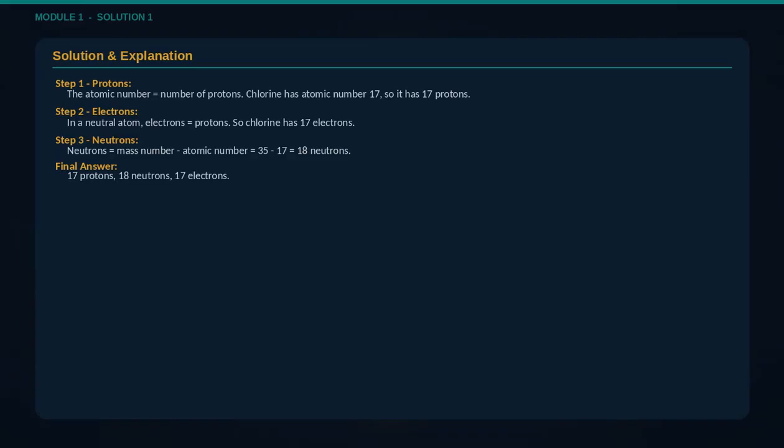Let's solve it. Step 1. The atomic number equals the number of protons. So chlorine has 17 protons. Step 2. In a neutral atom, electrons equal protons, so 17 electrons. Step 3. Neutrons equal mass number minus atomic number, which is 35 minus 17, giving us 18 neutrons. Final answer: 17 protons, 18 neutrons, 17 electrons.